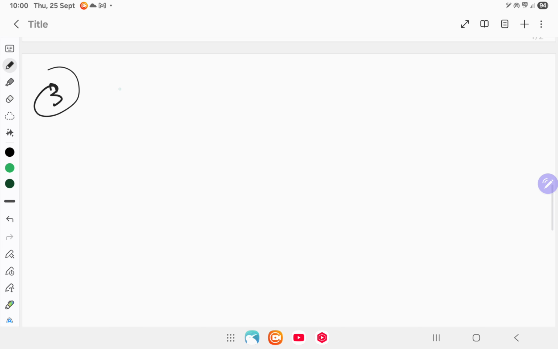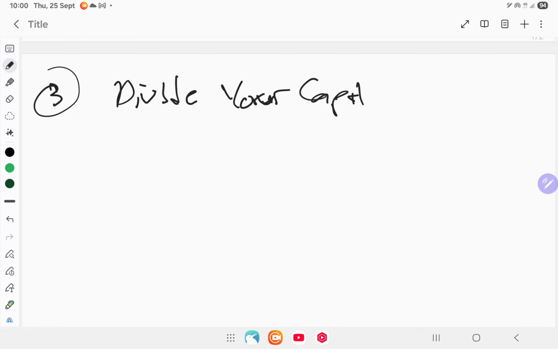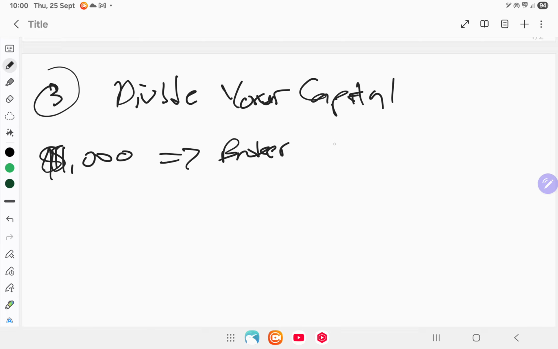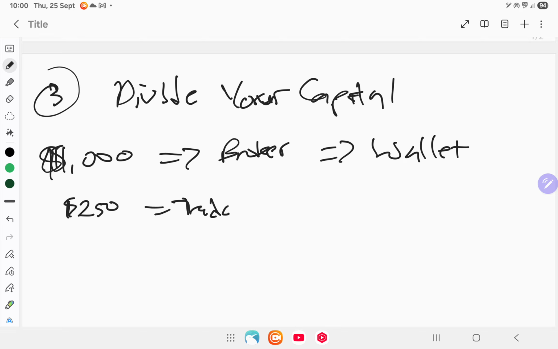Now, finally, number 3 is divide your capital. I know you've probably never heard of this before. Divide your capital. Stop funding all your money at once. If you have $1,000, and you put into your broker $1,000, put that money in your broker's wallet. If you want to trade, for instance, you can fund $250 and use it to trade. Now, trade this as a $250 account, not a $1,000 account.